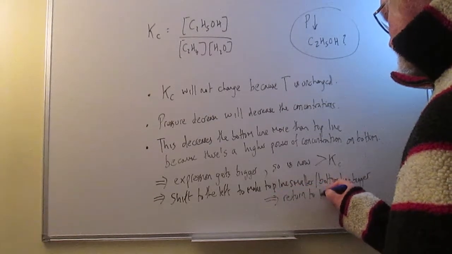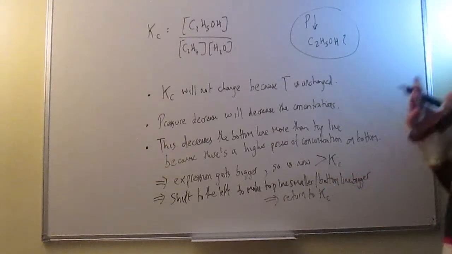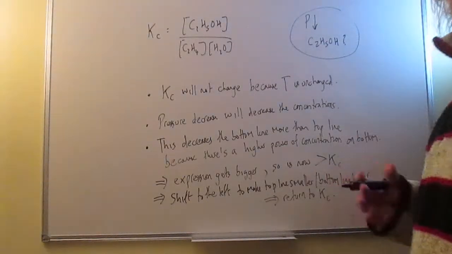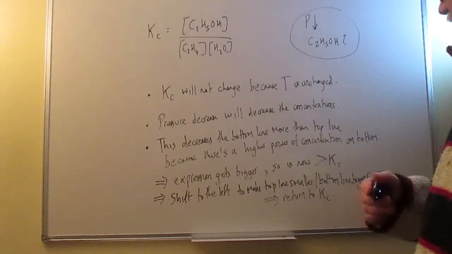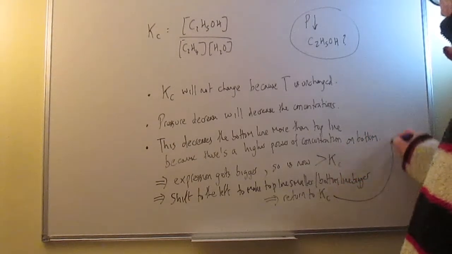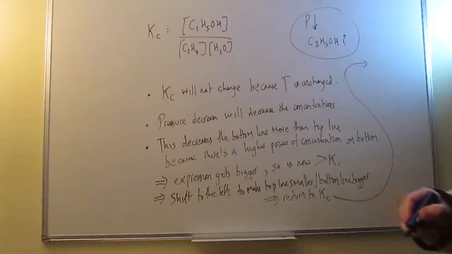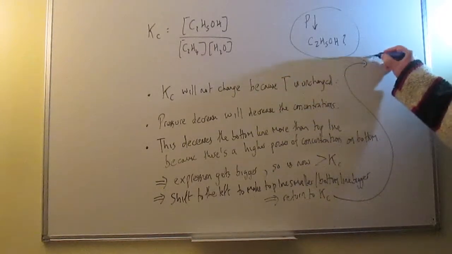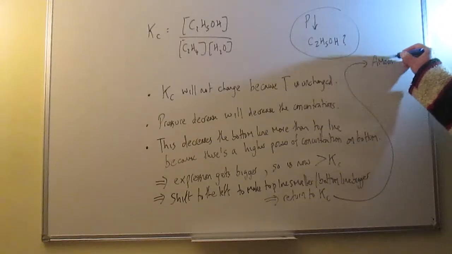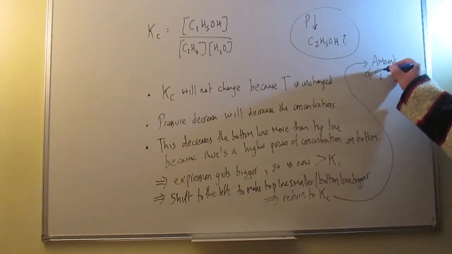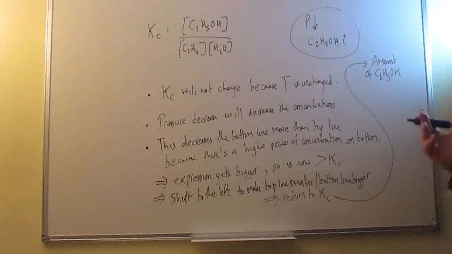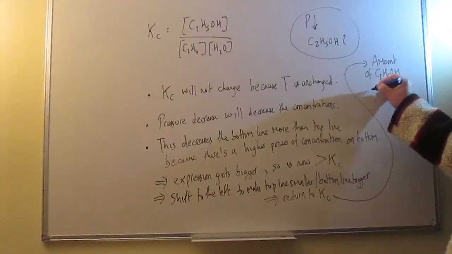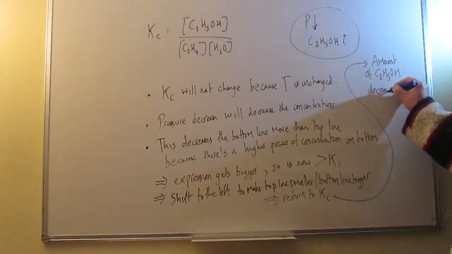Now you have to be careful, because you haven't quite finished answering the question yet, because the original question was what happened to the amount of ethanol. So your final conclusion, which we'll just put up here because we're running out of space, is that the amount of ethanol decreases, because we've shifted to the left. Try and get that the right way around.